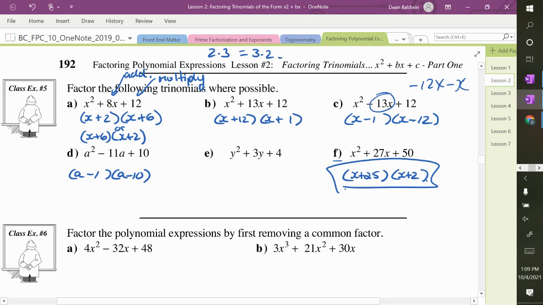Yes? All right. E. What multiplies to 4 and adds to 3? 3 times 1 is not 4. Don't. Everybody does that in this question. What multiplies to 4 and adds to 3? 4 and minus 1. If you multiply those together, you get negative 4.